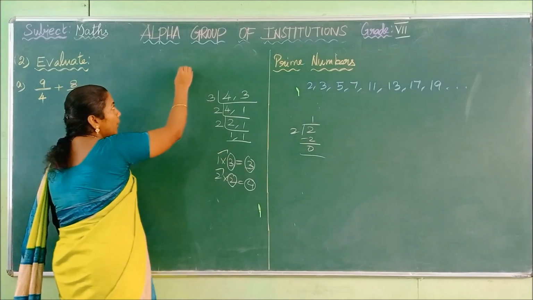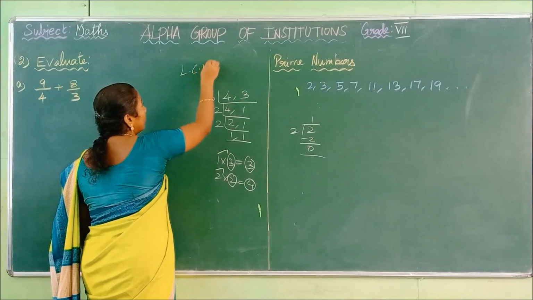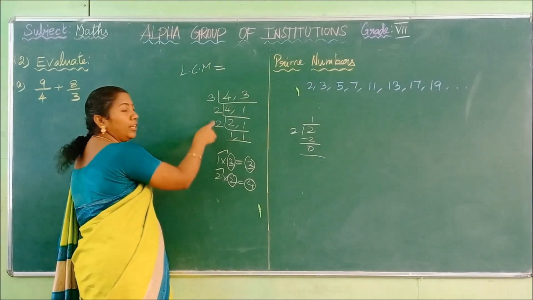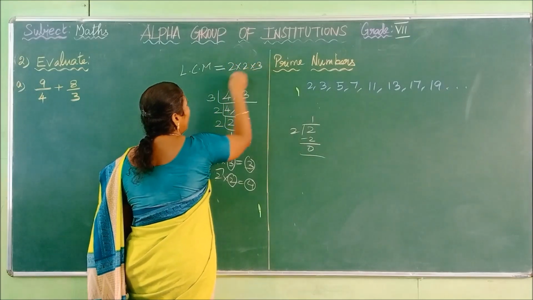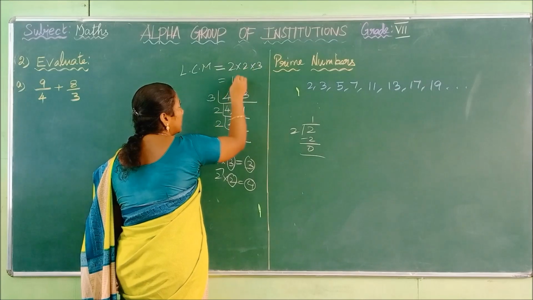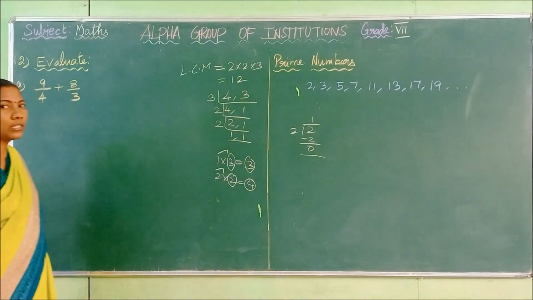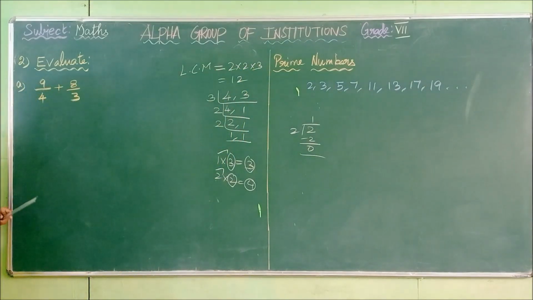Okay. Next you are going to find the LCM. So what is the LCM? 2 into 2 into 3. So 2 into 2 into 3. What is the answer? 2 4s are 4, 4 3s are 12. Our LCM is 12. Thus we have found the LCM.